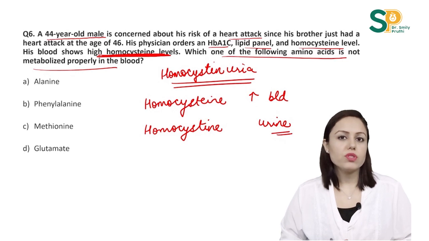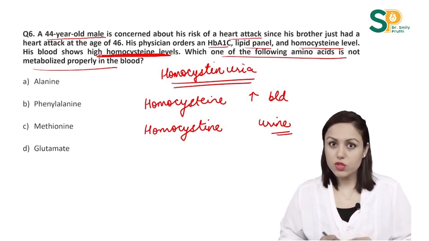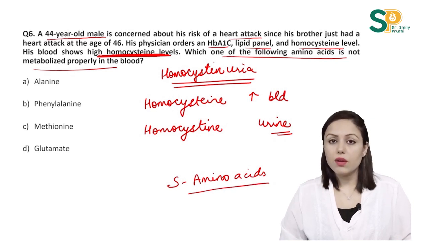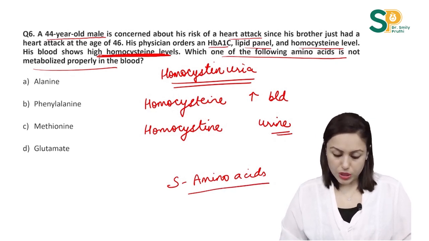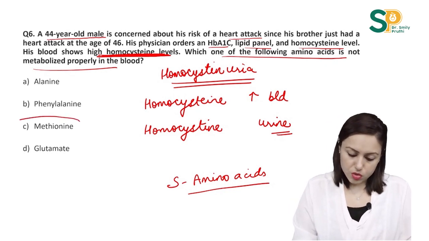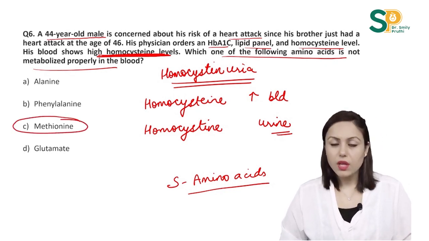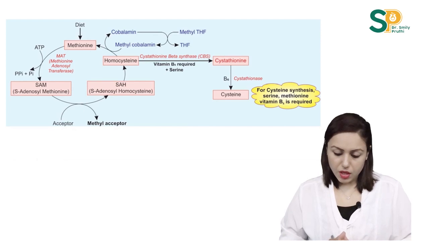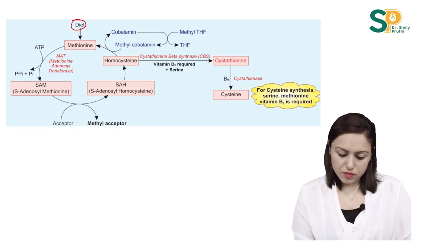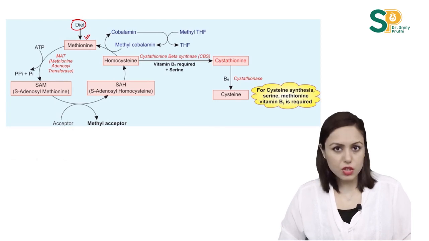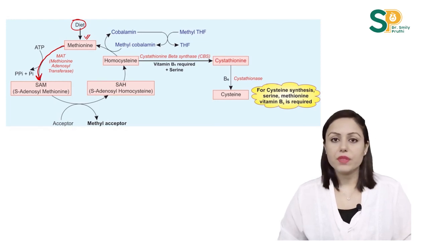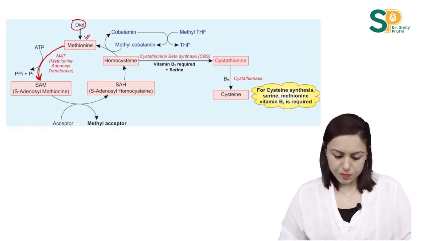So this homocysteine is an intermediate product which is formed during the metabolism of sulfur containing amino acids. Sulfur containing amino acids are methionine and cysteine. So in the options, cysteine is not given, so the answer will be methionine, right? So let's see this biochemical cycle of methionine. In the diet we take methionine because it is an essential amino acid. Then methionine gets converted to SAM, that is S-adenosyl methionine.